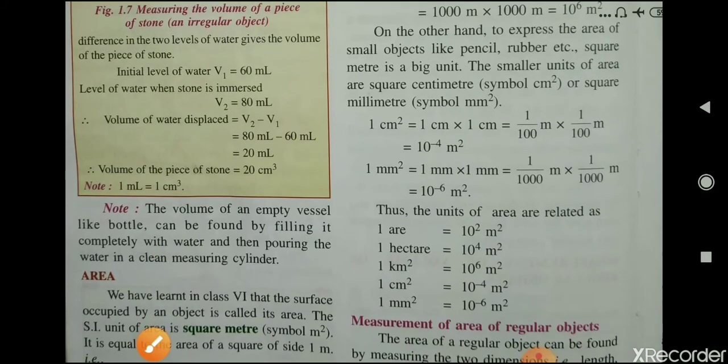Note, the volume of an empty vessel like a bottle can be found by filling it completely with water and then pouring the water into a clean measuring cylinder. Means if you want to find the volume of an empty vessel like a bottle, how can you find it out?